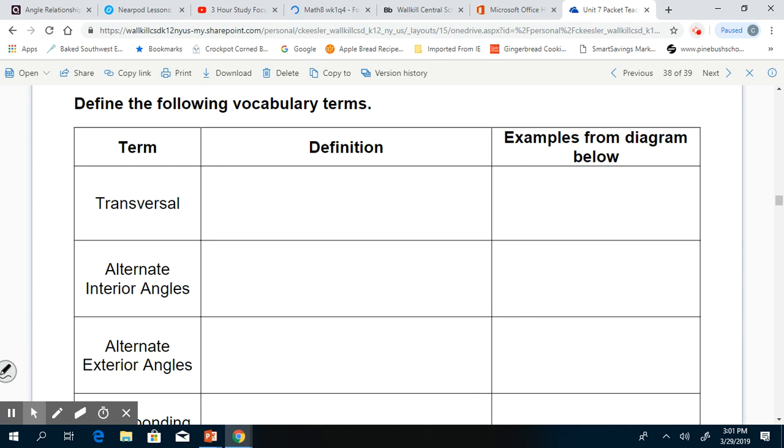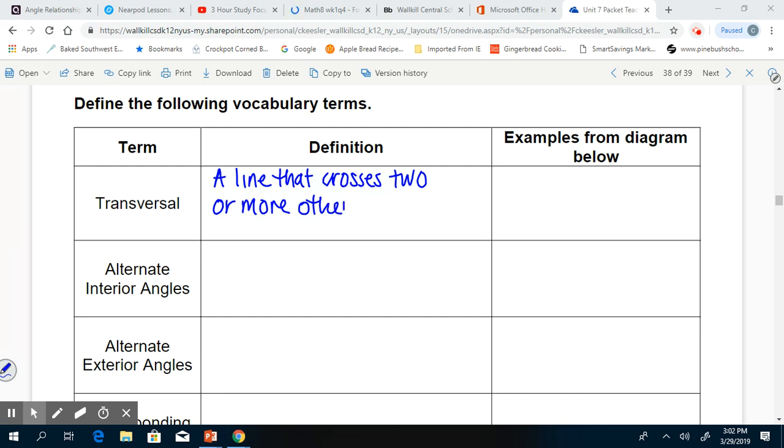So a transversal is a line that crosses two or more other lines. And if you're looking at the diagram at the bottom of your page, you can see that the line that crosses the two other lines is L because it crosses both line M and N.